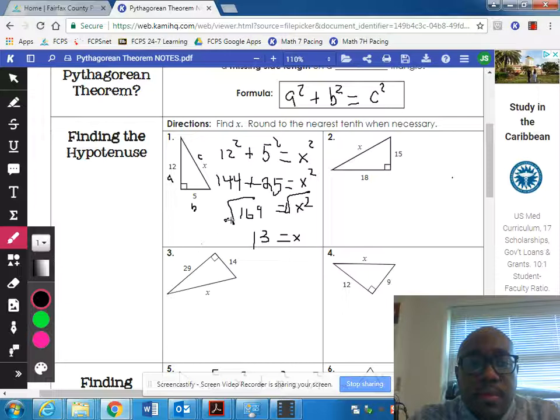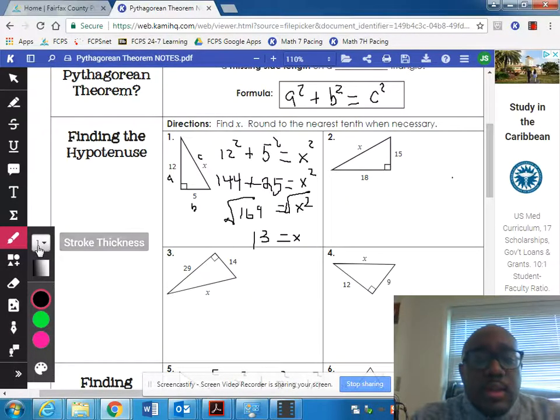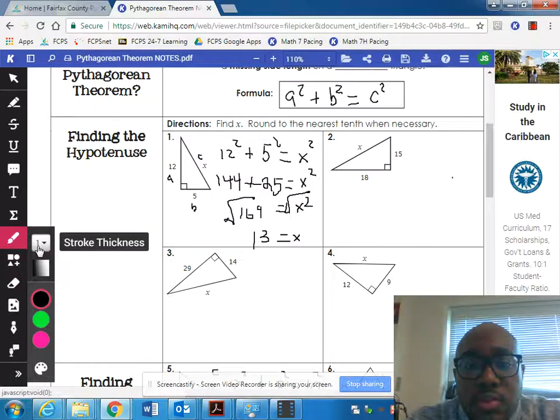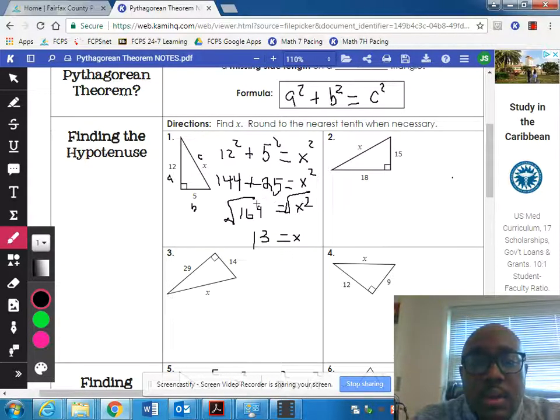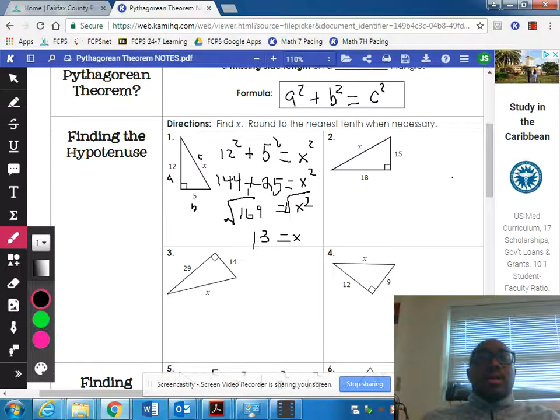First we have this right triangle here. Side A is 12, side B is 5, and we're trying to find side X, which is side C, the hypotenuse. So we square 12, we square 5, just like in my formula. 12 squared is 144, 5 squared is 25, and x squared just stays x squared. We follow our order of operations and add 144 plus 25, which gives us 169.